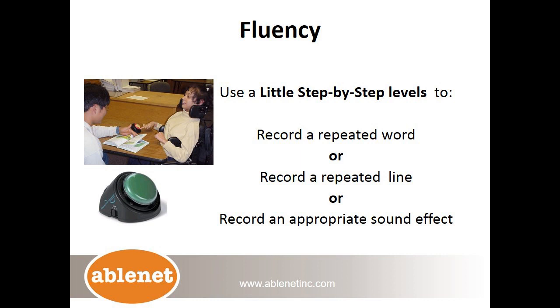So we have this opportunity for each one of these particular items. On level 1, because this is a step-by-step with levels, we record a repeated word, and we could have that available with the book. The same book we could use if it had a repeated line, we could put that on level 2, and then the sound effect could be on level 3.